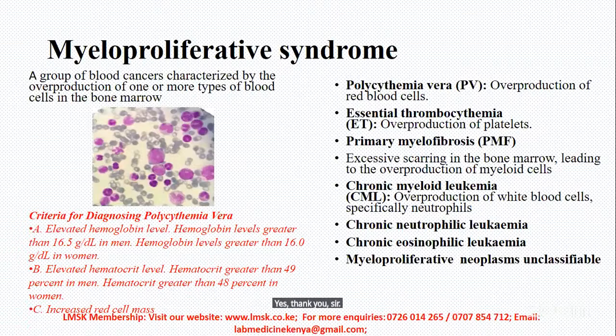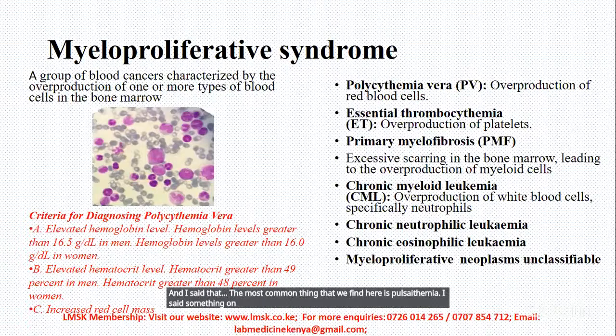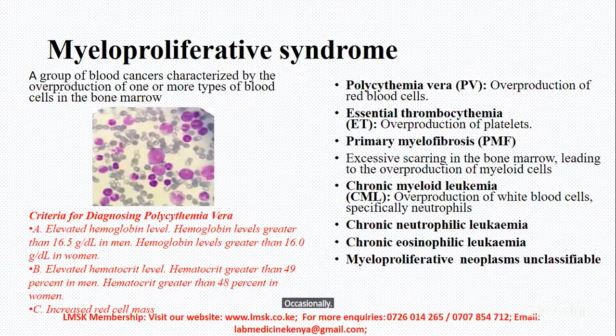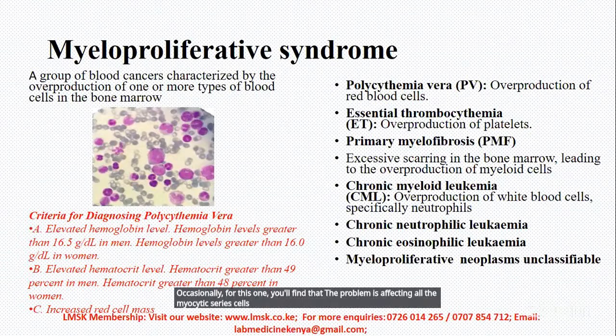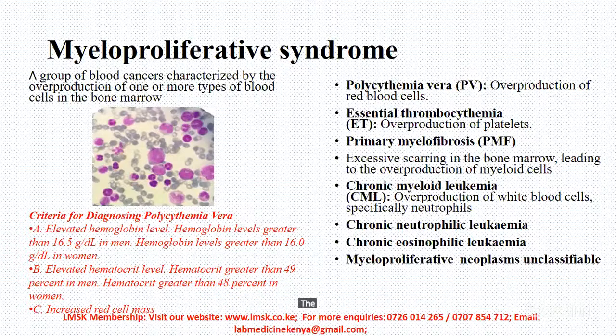So we were on myeloproliferative syndrome, and I said that the most common thing that we find here is polycythemia. I said something on packed cell volume, which is an indicator of a lot of blood. The red cells are very high. Occasionally, you'll find that the problem is affecting all the myelocytic series cells: the red cells, the platelets, and also the white cells.